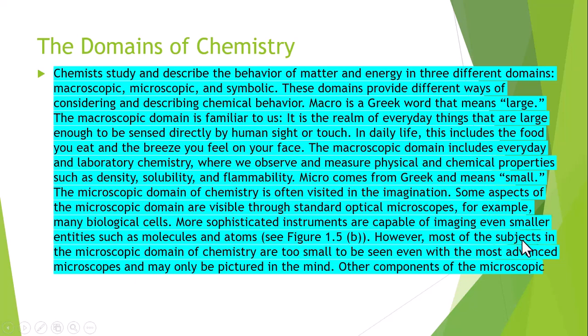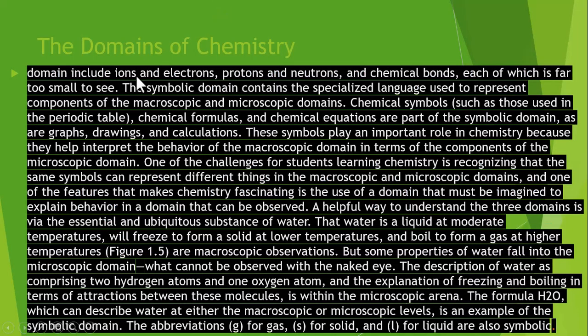However, most of the subjects in the microscopic domain of chemistry are too small to be seen even with the most advanced microscopes and may only be pictured in the mind. This is a risky study to do in chemistry. Other components of the microscopic domain include the ions, electrons, protons, neutrons, and chemical bonds, each of which is far too small to see.